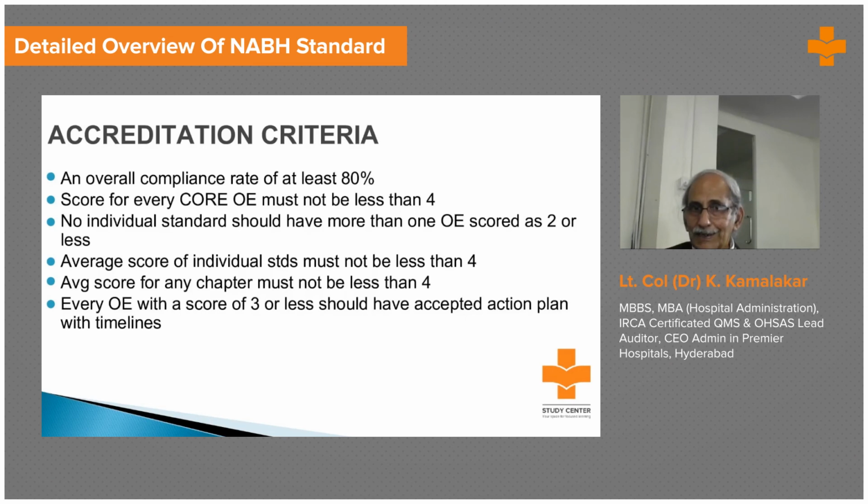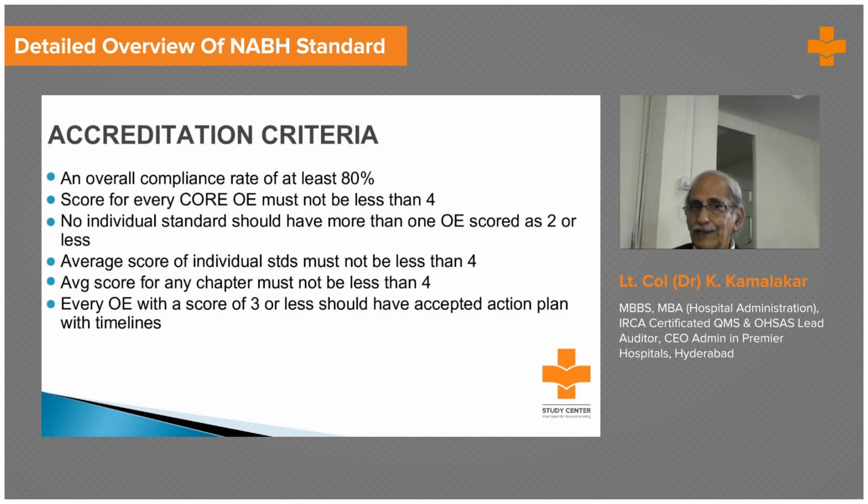In the core elements, a score of less than 4 should not be there. No individual standard should have more than one objective element scored as 2 or less. If you take a standard, suppose in that standard 4 objective elements are there. More than one objective element with a score of 2 or less should not be there. If there is a score of 2 for one element, it is okay. If you take the standard, average score again should not be less than 4. That is 80% only. 4 out of 5 you are giving. If you take a chapter also, average score should be 4.